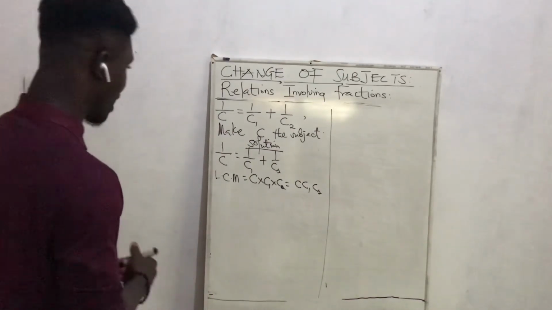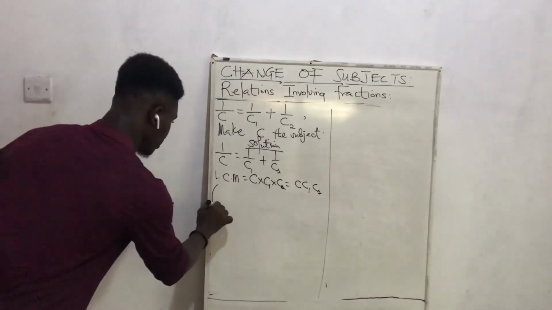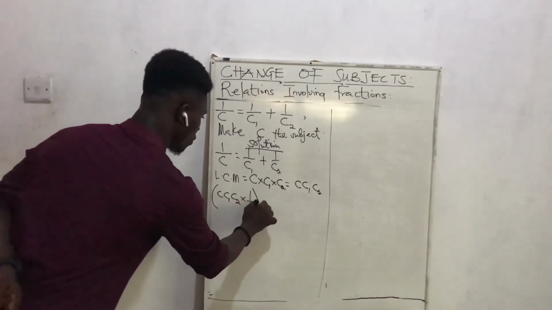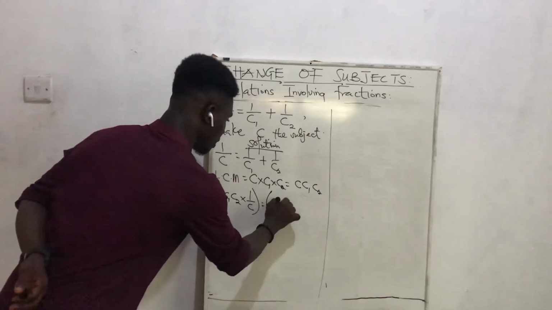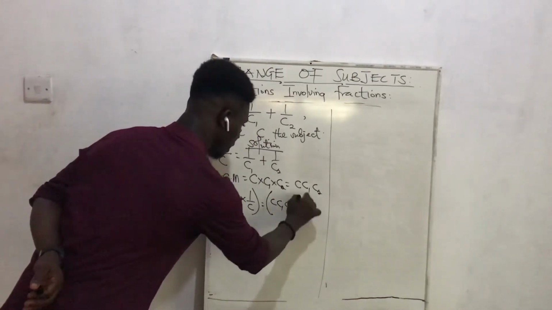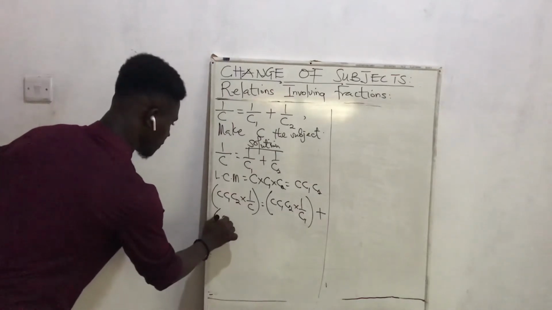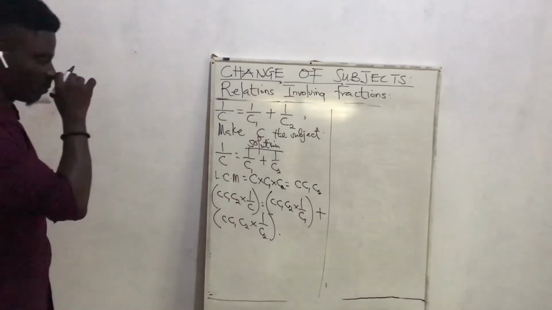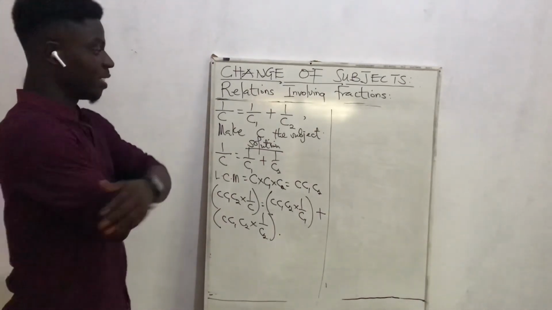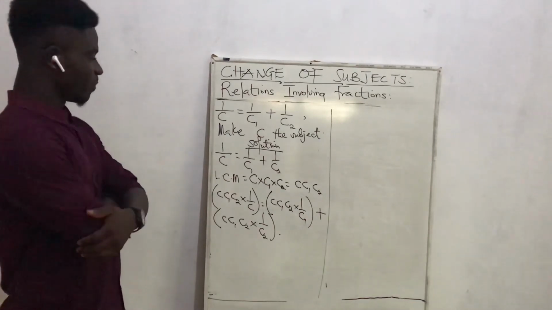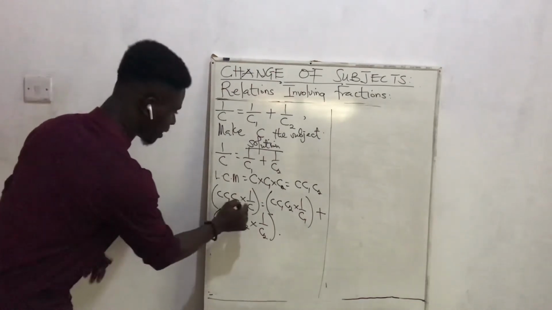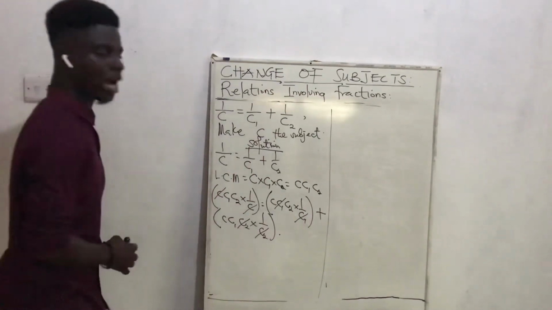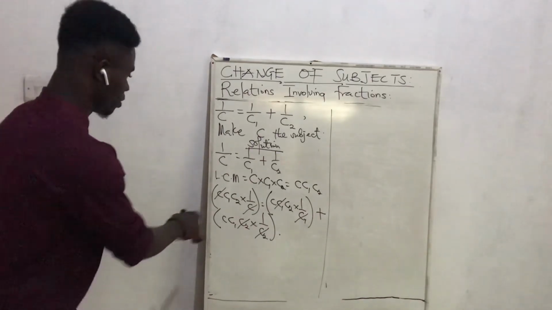Is it okay? Alright, so I have C C1 C2 times 1 on C equals C C1 C2 times 1 on C1, plus C C1 C2 times 1 on C2. So that's the LCM, C C1 C2. Now you can cancel C C out, C1 C1 out, C2 C2 out. Right? Okay. So we are left with what?